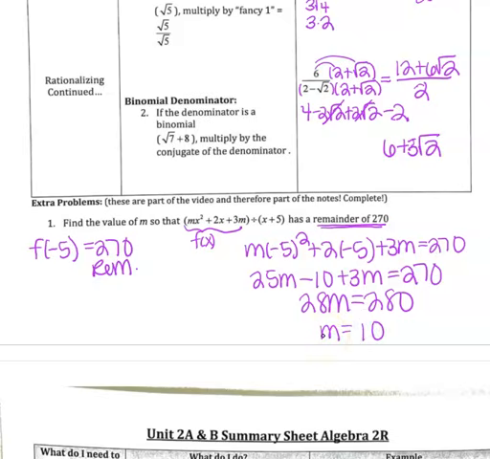And that's how you use factor and remainder theorem in order to solve that type of question. So if you wanted to, you really could check this. You could do 10x squared plus 2x plus 30, just putting m back in here, dividing it by x plus 5, and you should get a remainder of 270. But again, just to answer the question, find the value of m using factor and remainder theorem, m must be 10.